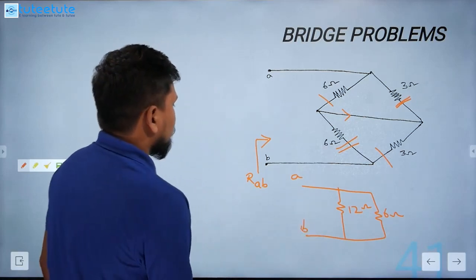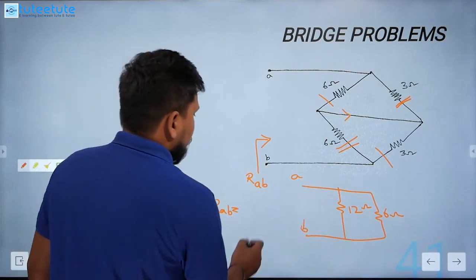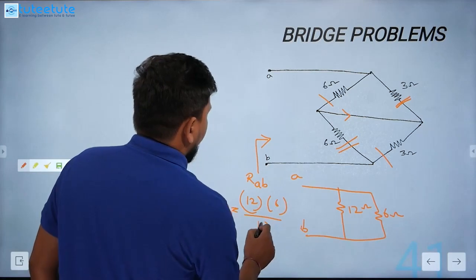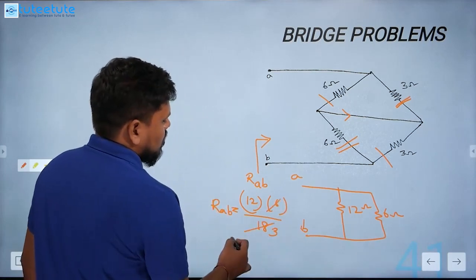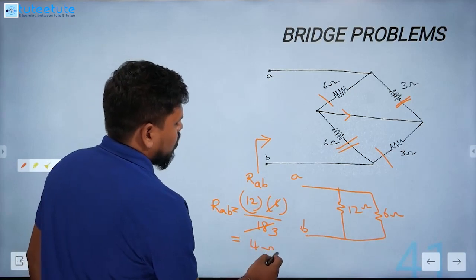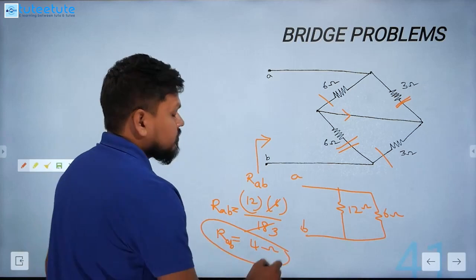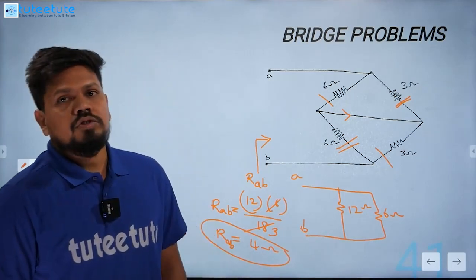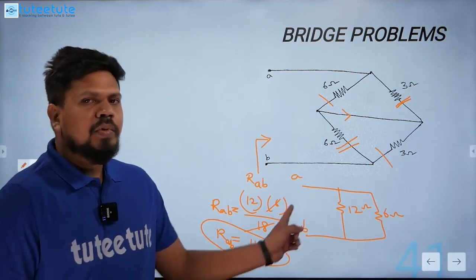So, equivalent, if you calculate, RAB equals 12 into 6 divided by 18. 12 into 6 divided by 18, 6 ones are 6, 6 threes are 18. So, you will get 4 ohms. RAB equal to 4 ohms you got. Understood, right? We got RAB equal to 4 ohms. This is the correct answer for this problem. Correct method also.